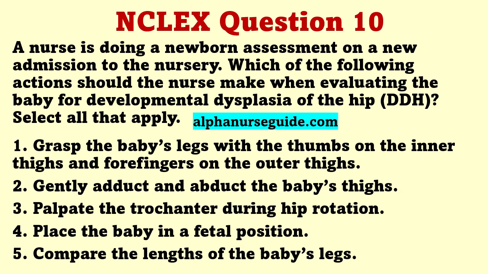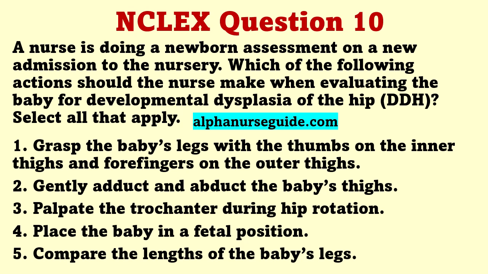A nurse is doing a newborn assessment on a new admission to the nursery. Which of the following actions should the nurse make when evaluating the baby for developmental dysplasia of the hip? Select all that apply. 1. Grasp the baby's legs with the thumbs on the inner thighs and forefingers on the outer thighs. 2. Gently adduct and abduct the baby's thighs. 3. Palpate the trochanter during hip rotation. 4. Place the baby in a fetal position. 5. Compare the lengths of the baby's legs.